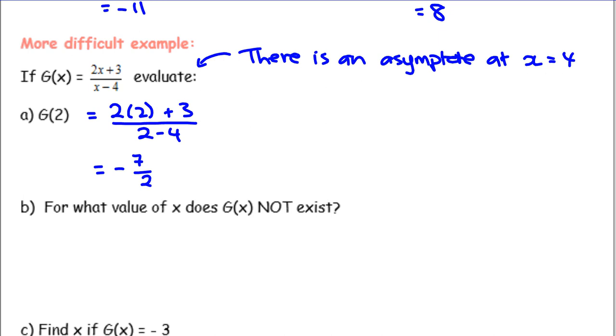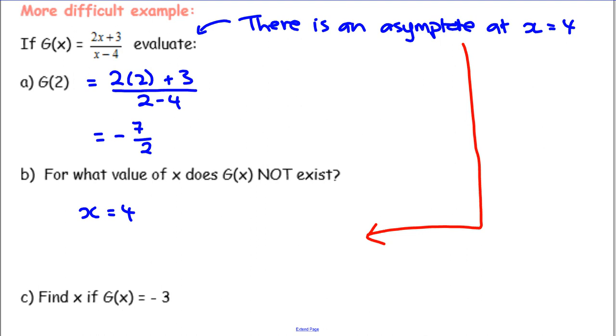For what value of x does G of x not exist? x equals 4. That's related to this: you could say as we cannot divide by 0. Do you know what I mean by asymptotes? Like little dotted lines on the graph. Regions where the graph can't exist, mathematically.